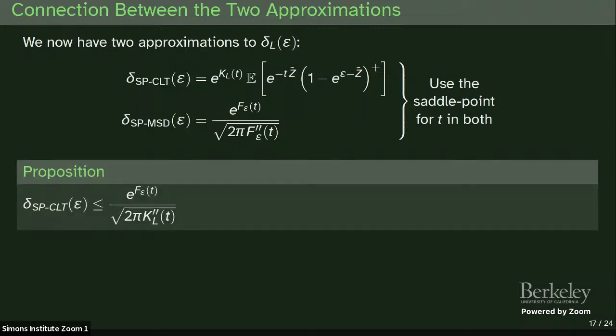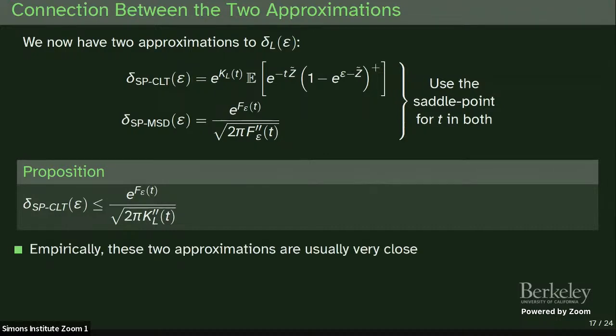We can also show they have a connection theoretically, which looks like this. So the CLT is upper bounded by this, which looks a lot like the MSD one, but not quite, because here we have k instead of f in the denominator. But f is mostly driven by k, so they're not too different. What we also see empirically is that these two approximations are usually very close.